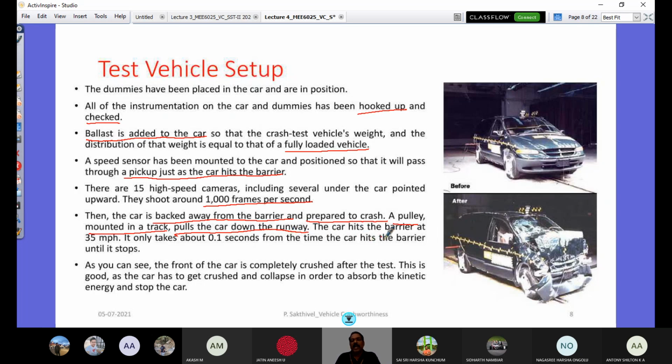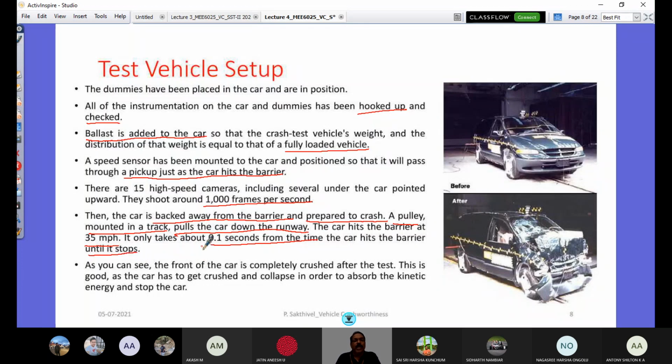barrier. The car hits the barrier at 35 miles per hour. So the pull speed has to be calculated. The car, from zero, that is a stationary vehicle, has been pulled. So as it hits the barrier, it should have a speed of 35 miles per hour. So there involves a calculation, just a simple calculation, of what deceleration rate it has to be pulled at, right? So one can easily find that. It only takes about 0.1 seconds from the time the car hits the barrier until it stops.